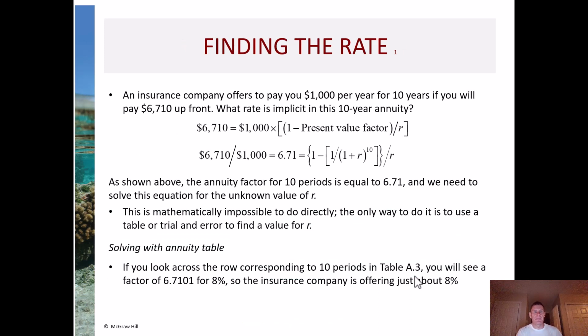All right, finding the rates. So an insurance company offers to pay you $1,000 a year for 10 years if you will pay $6,710 up front. So the question is, what rate is implicit in this 10-year annuity? Basically, what is the interest rate? It's a fancy way of just saying that.